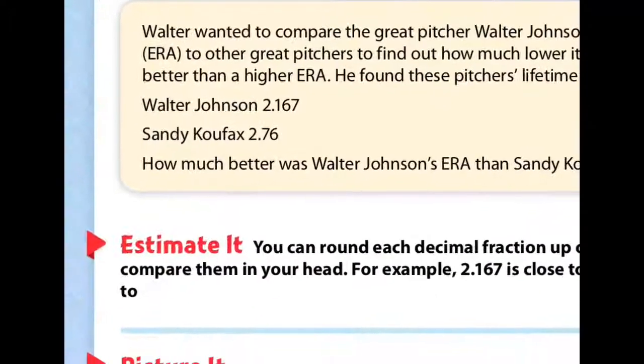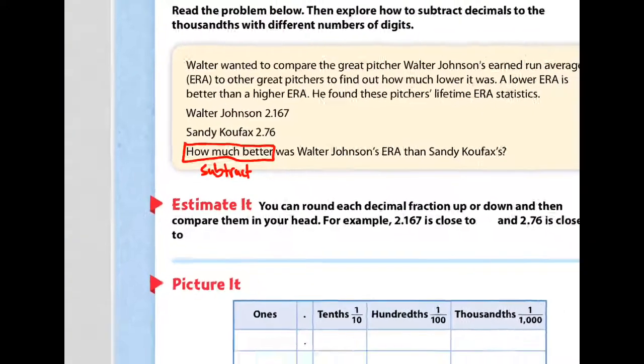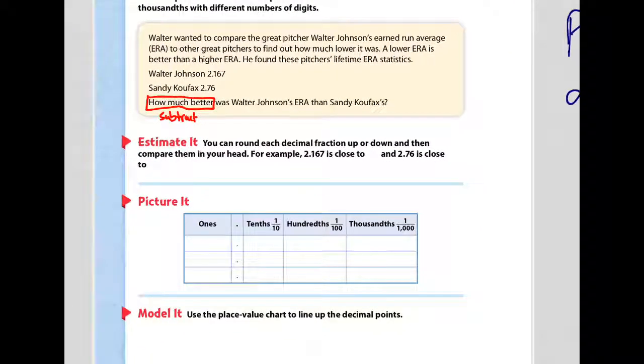First off, did you notice the key words? How much better is like how much more? And that always means to subtract. So keep that in mind. Now, we're going to go down and talk about 3 strategies, which are similar to our strategies with addition yesterday that we're going to use to solve these problems.